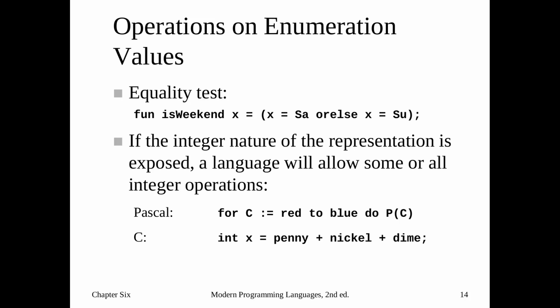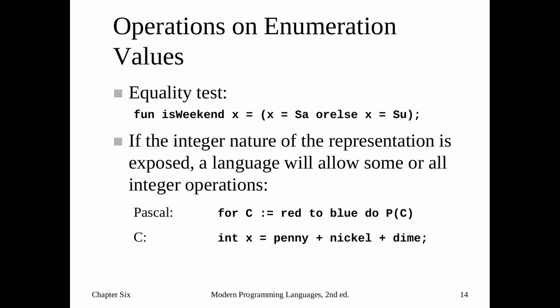So there are operations that we can do on enumerated values. We perform an equality test, which checks, for example, in a function isWeekend, which is defined in ML based on the day datatype. What that's saying is, if x is Saturday or else x is Sunday, then we know that it's one of the weekend days.